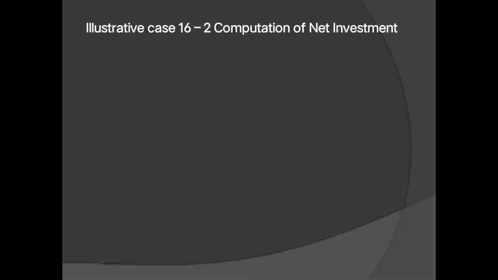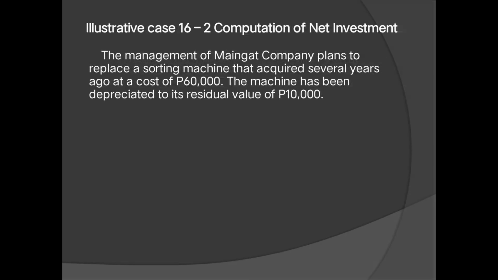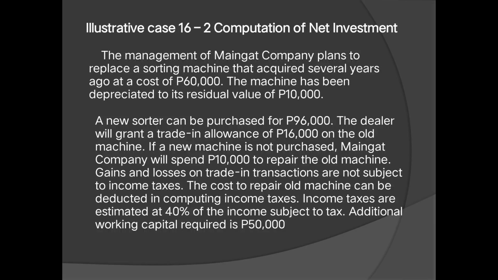Then, let's move on sa second example. The management of Maingat Company plans to replace a sorting machine that acquired several years ago at a cost of 60,000. The machine has been depreciated to its residual value of 10,000. So, ibig sabihin, nabili nila ng 60,000, then ang residual value na lang niya is 10,000. A new sorter can be purchased for 96,000. So, mahal na siya ngayon, 96 na. Then, the dealer will grant a trade-in allowance of 16,000 on the old machine.